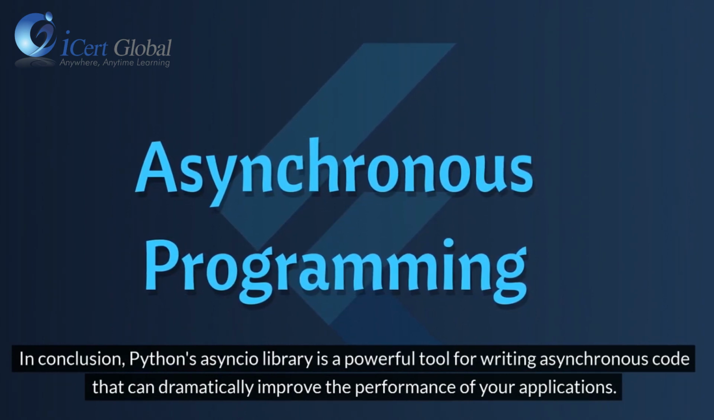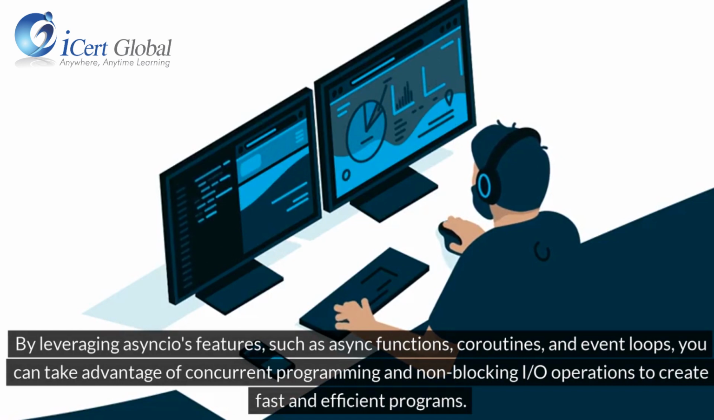Conclusion. In conclusion, Python's asyncio library is a powerful tool for writing asynchronous code that can dramatically improve the performance of your applications. By leveraging asyncio's features, such as async functions, coroutines, and event loops, you can take advantage of concurrent programming and non-blocking I/O operations to create fast and efficient programs.